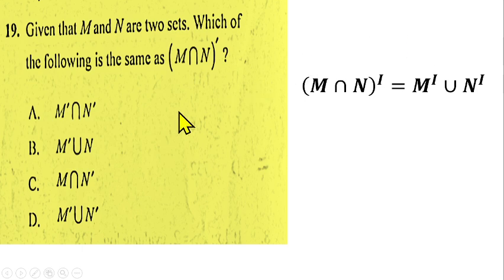Then test this from that and test this from that. You discover that you get the same elements in this set and you get the same elements in this set, so they will be equal. So the rest will fail, this one will fail, this will fail, this also will fail. So that makes option D the correct answer for question number 19.